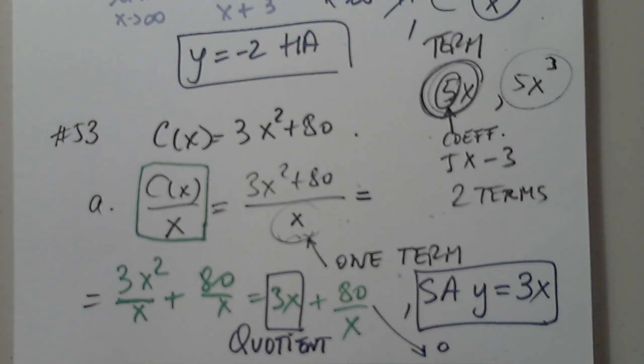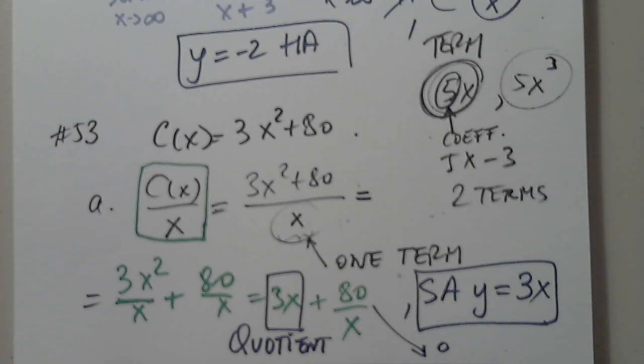So let's just look quickly at the calculator right here. So remember, you have to put in the slant asymptote. The calculator doesn't know to put it in. So this is 3x squared plus 80.